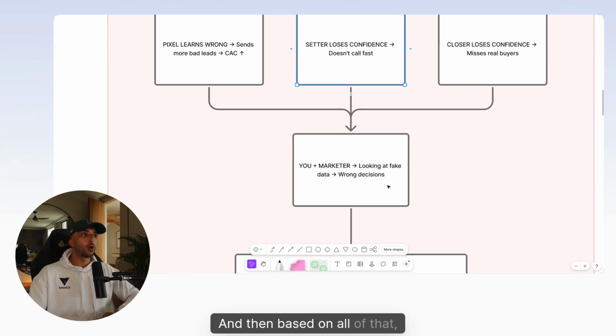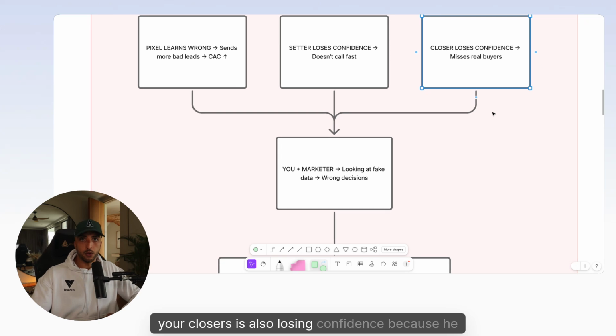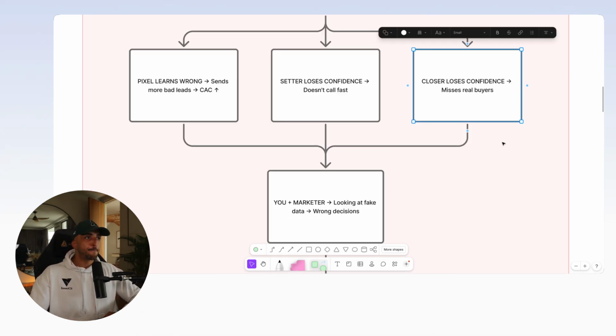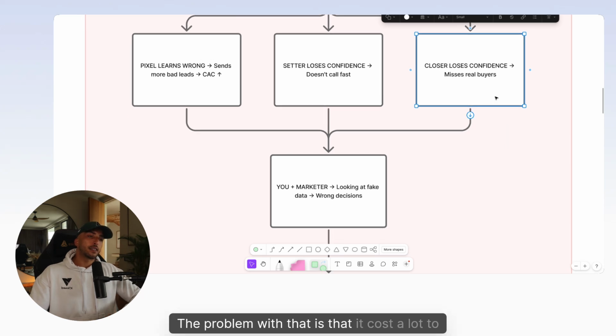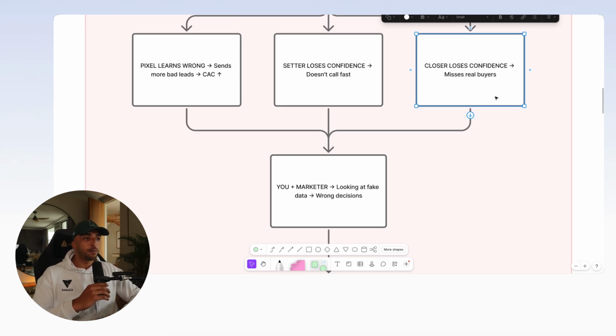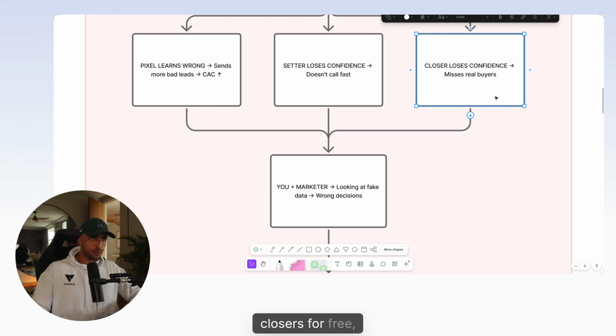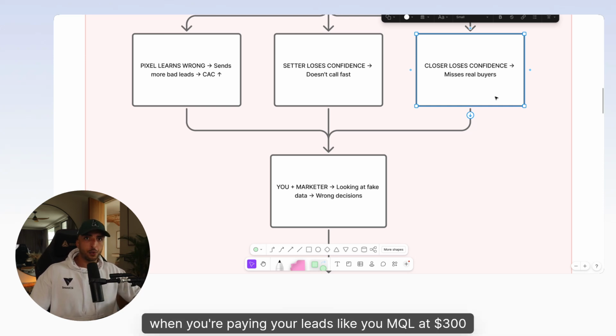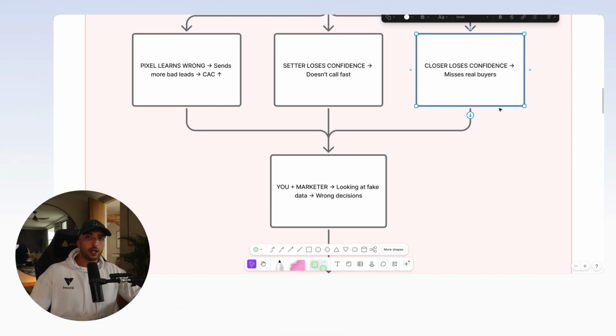Based on all of that, your closer is also losing confidence because he doesn't really know if this person is going to show up on the call, and then it goes up and down. The problem with that is that it costs a lot to hire a closer. Maybe you have some agency that gives you the closers for free, or maybe they take a commission, but consider the amount of calls that you need to give to a closer. If you're paying for your leads, like your MQL at $300, and you have to give him 10 or 20 calls, well, it's like $6,000 per closer trained or tried. So that's an expensive one.